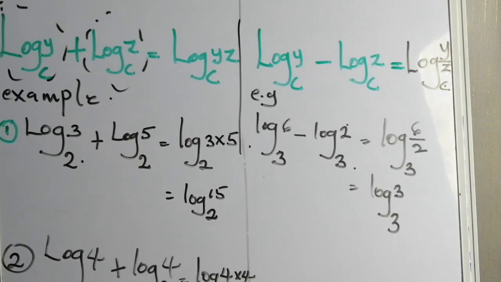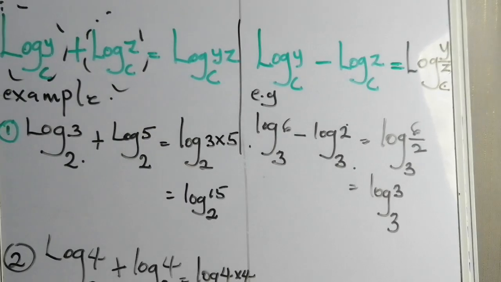Log 6 base 3 minus log 2 base 3 is equal to log 6 over 2 into base 3. It's as simple as that. It's just like chin chin and pure water.